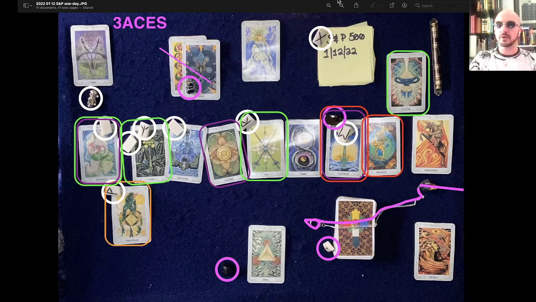This is the one-day reading for the S&P 500 throughout the day of January 12th, 2022. It's currently January 6th, 2022, 2:38 p.m. A failed attempt to break through a key resistance and a decline through a key support level is highlighted as a theme and overall behavior for the day.